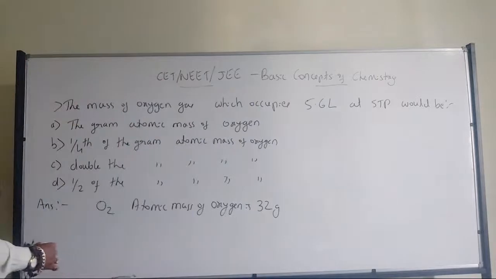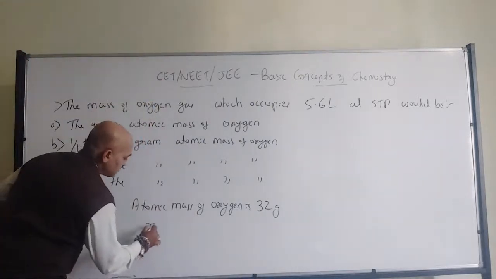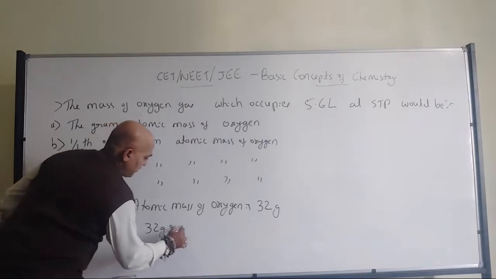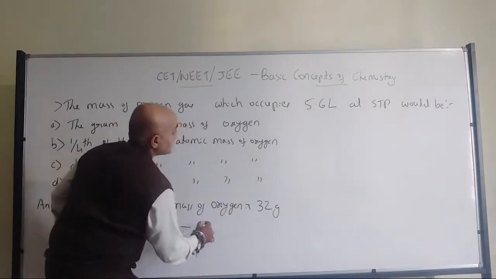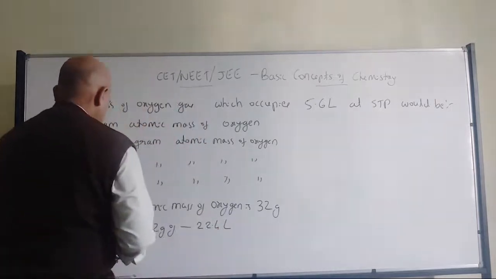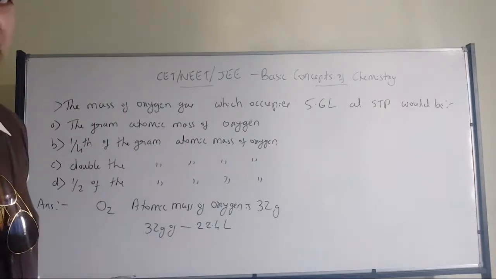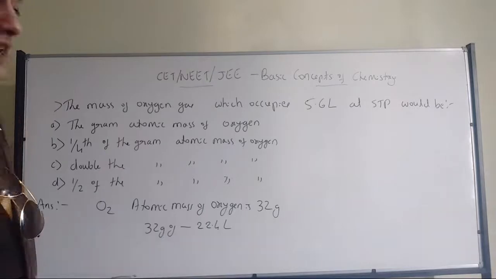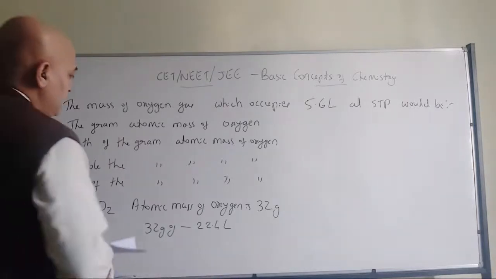So 32 gram. Since they have asked about volume, 32 gram of oxygen corresponds to how much volume? 22.4 liter. We will keep it in liters only because standard temperature and pressure they have asked. That means we have to consider 0 degree. So 22.4 liters. Fine.